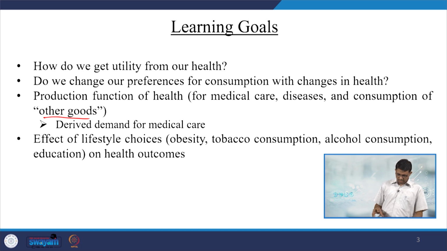Since we are discussing the production function of health, we will be emphasizing how far the production of health is based on the derived demand through medical care products. The last one among these specific objectives is to identify effects of different choices, especially our lifestyle choices.